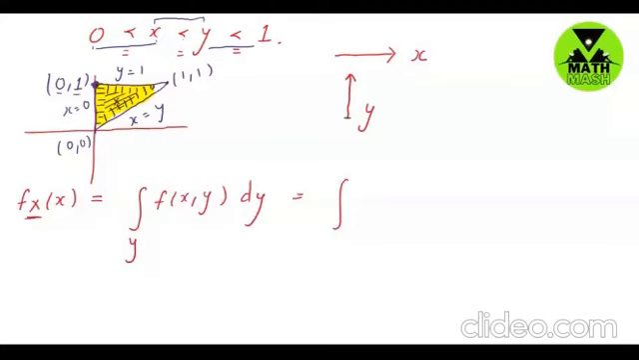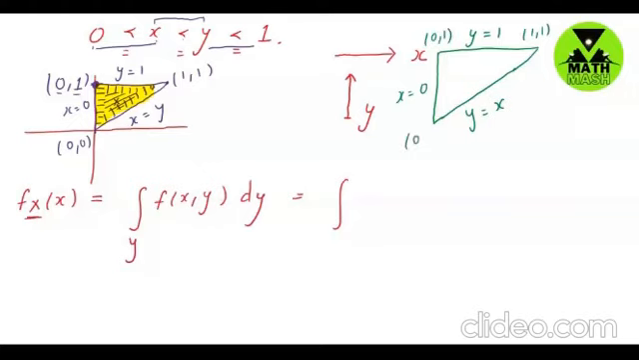Here I am again plotting this region. So this is the y equals x line. This is the x equals 0 line. And this is the y equals 1 line. The points are 1 comma 1, this point is 0 comma 1, and this point is 0 comma 0.